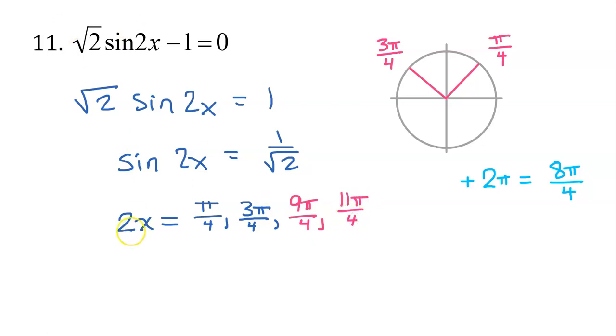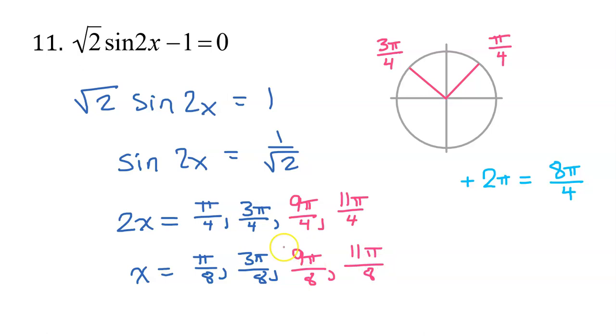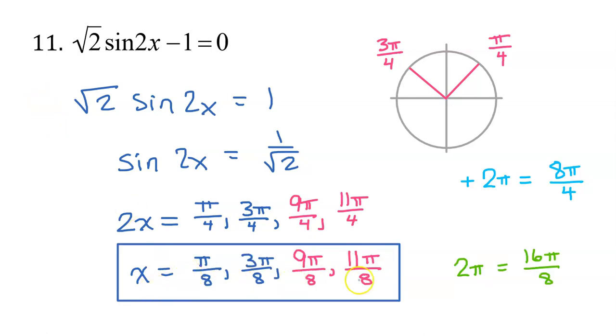We can get x by itself by dividing everything by 2. Dividing pi over 4 by 2 gives us pi over 8. And similarly, we have 3 pi over 8, 9 pi over 8, and 11 pi over 8. So these are the solutions to the original equation.